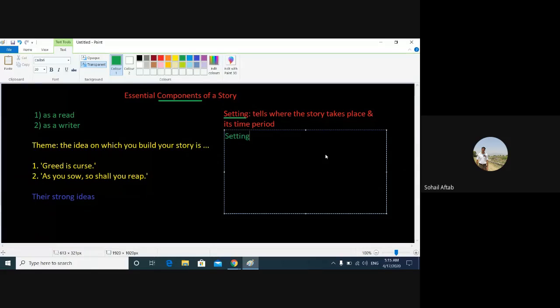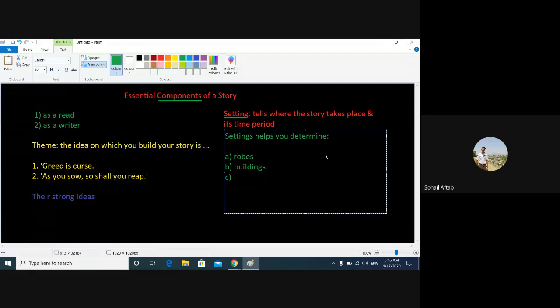Setting helps you determine a couple of things. What are those things? Let me enlist them. Robes. Robes mean dresses. And what else? Buildings. Why buildings? Because when you say I'm writing a story which took place in the 18th century, in 1800 something, buildings will be different from the buildings today. You'll have to go back and see the things.